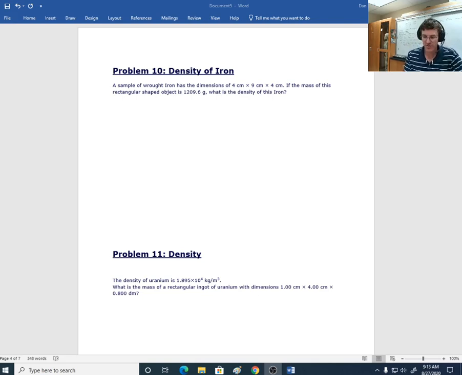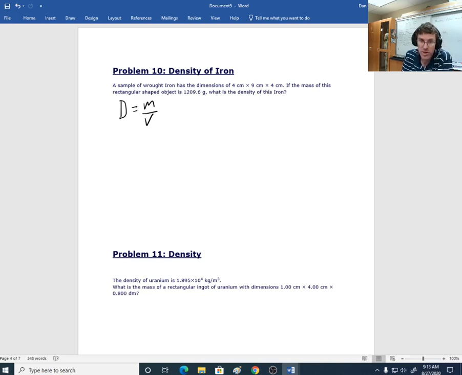Alright, so we have density problems. Well, what's the formula for density? Density equals mass over volume. I always remember that. And then I fill in where I need to and solve. Don't memorize, oh, I always multiply or I always divide. Fill in what you know. First check units, fill in what you know, and then solve appropriately.